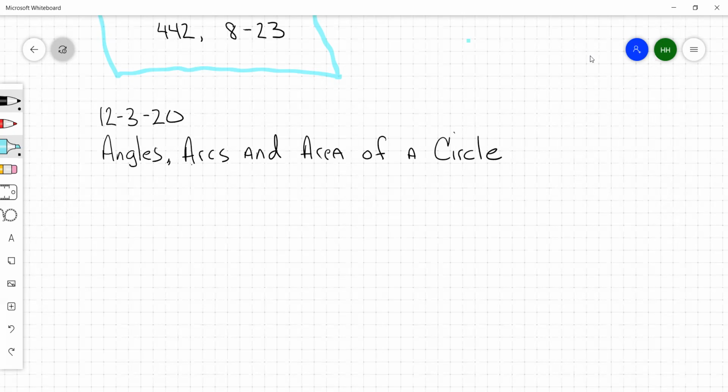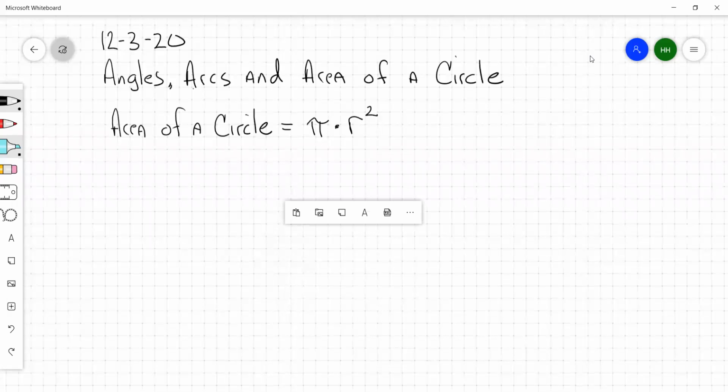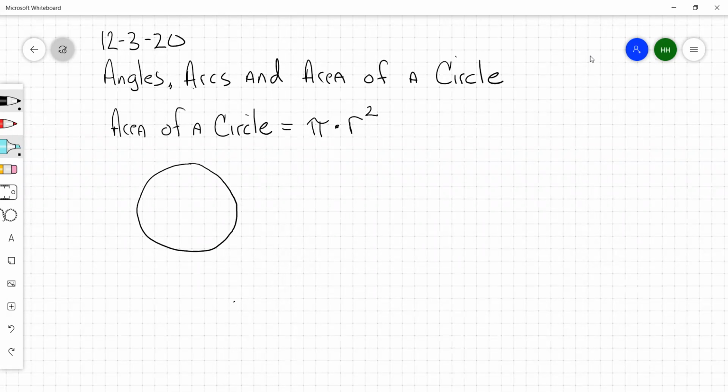The area of a circle is equal to pi times the radius squared. Area of a circle equals pi times the radius squared. Very straightforward, simple formula. If you're given a circle, you just have to determine what the radius is.